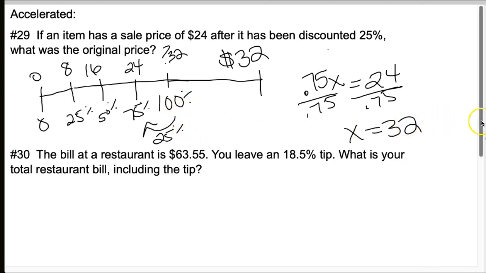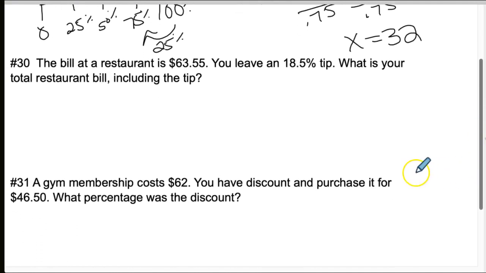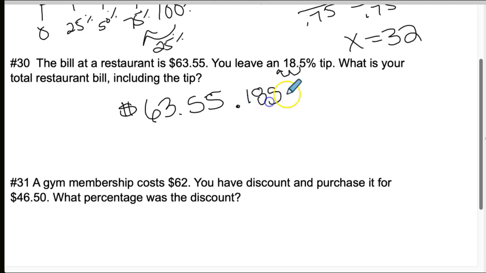Question number 30. The bill at a restaurant is $63.55. If you leave an 18.5% tip, what is your total restaurant bill, including the tip? So that means that we're paying $63.55, and we're going to multiply that by 18.5%. So move the decimal 2 spots to the left, which is 0.185. That will tell us how much we're leaving for the tip.